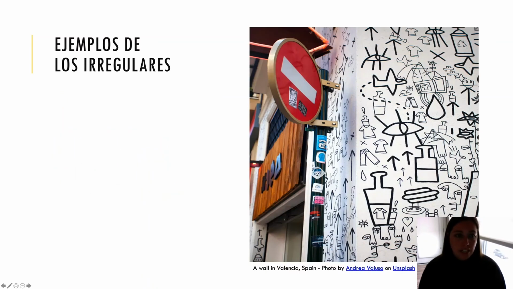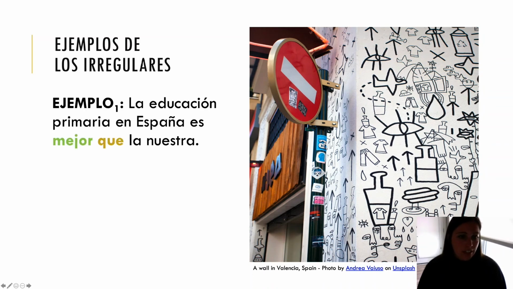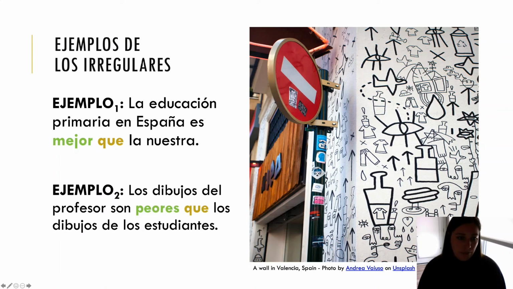Aquí tenemos unos ejemplos de los irregulares. Entonces, para ejemplo número uno, tenemos la educación primaria en España es mejor que la nuestra. Ejemplo 2. Los dibujos del profesor son peores que los dibujos de los estudiantes.